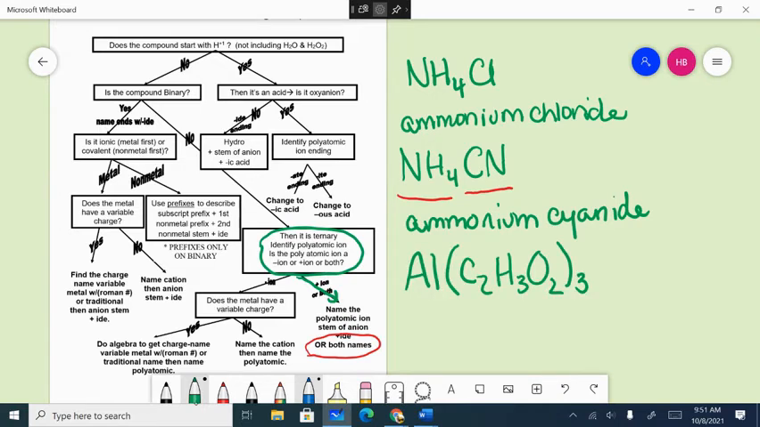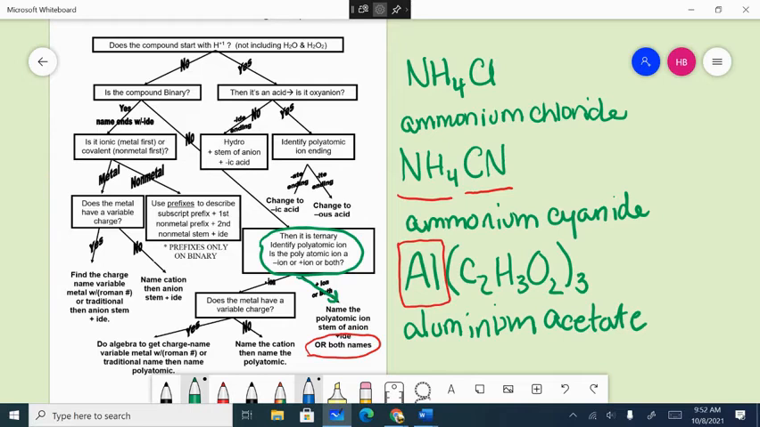It's definitely ternary. It doesn't start with ammonium, so we can pull off this first element. That's his first name. That first metal is the cation. So his first name is aluminum. Now, remember I told you that parentheses are actually our friend because the polyatomic ion is right inside there. What's the name of this polyatomic ion? Acetate. So this is called aluminum acetate.